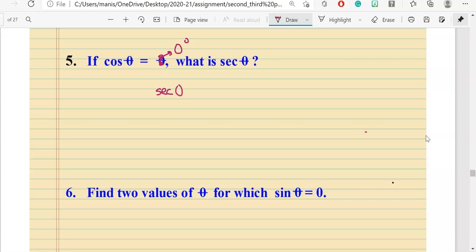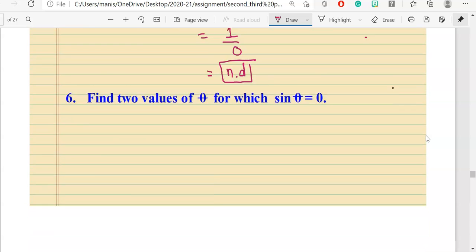So you all know secant theta is what? It is the reciprocal of cosine theta. So the only thing I will do is replace this cosine theta by 0. And you know, when you divide any number by 0, your answer is not defined. And I am writing this in the abbreviated form. That's the answer for this problem.